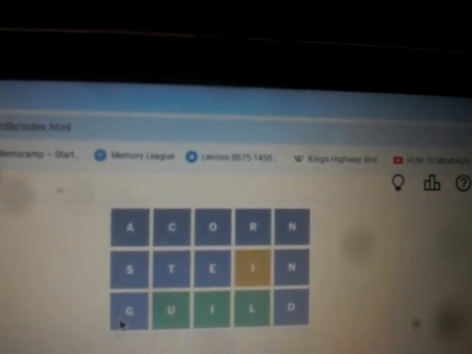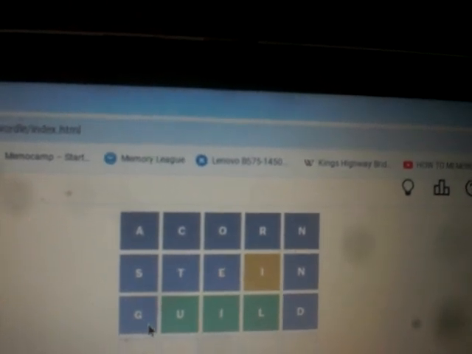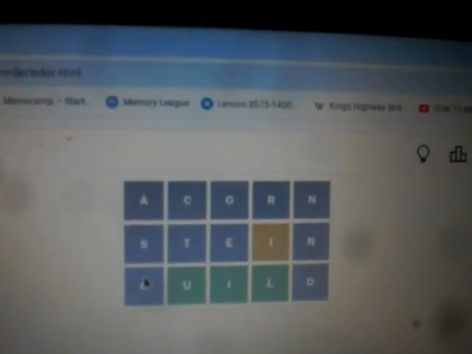And it's going to be build, isn't it? Oh my gosh, look at that. So it's not guild or build, and it's not fluid. So what the heck is it? Is it quill? It might be quill. Oh no. You're kidding me, right? If it's quill, I'm going to jump up and down and scream.